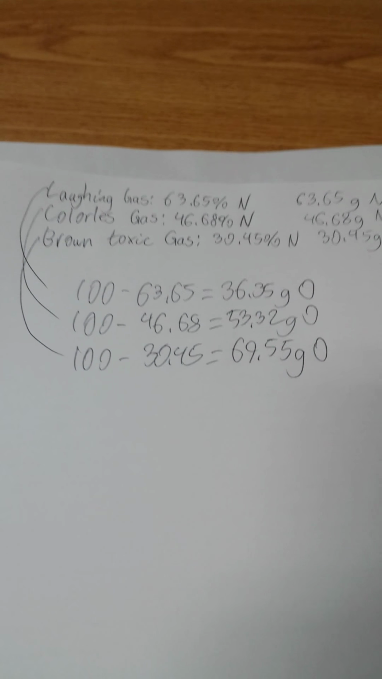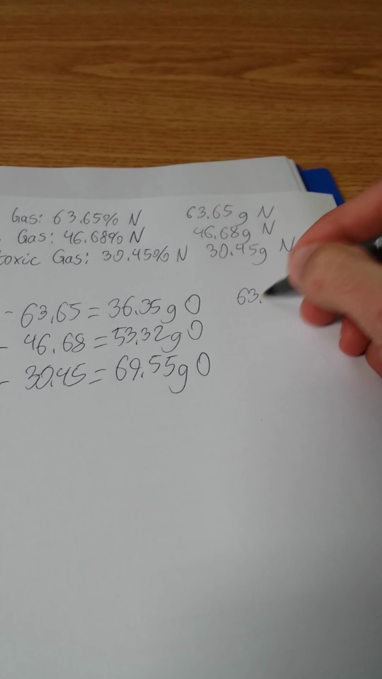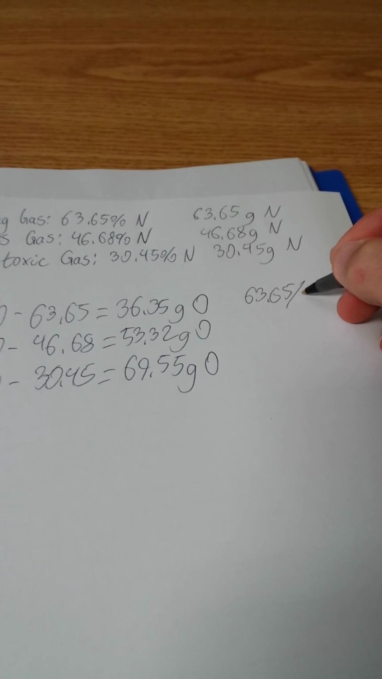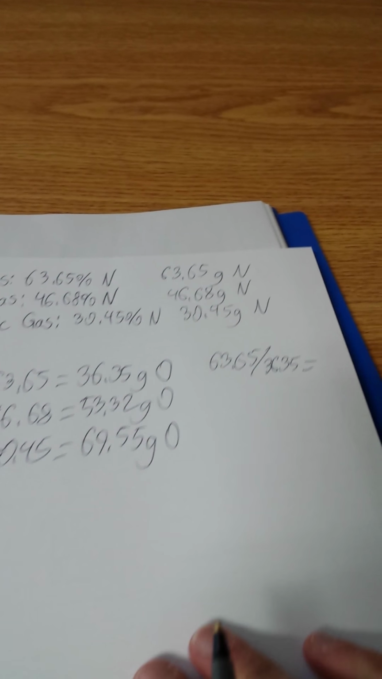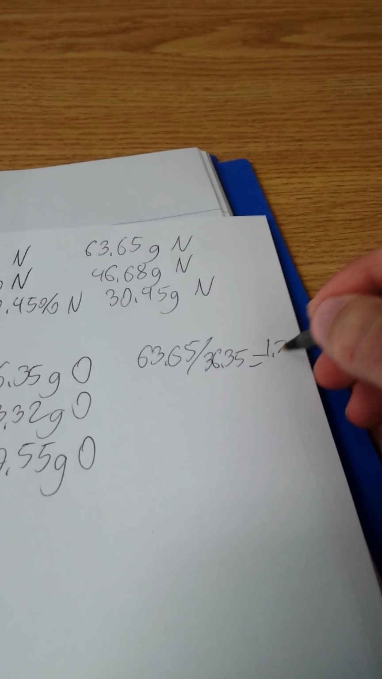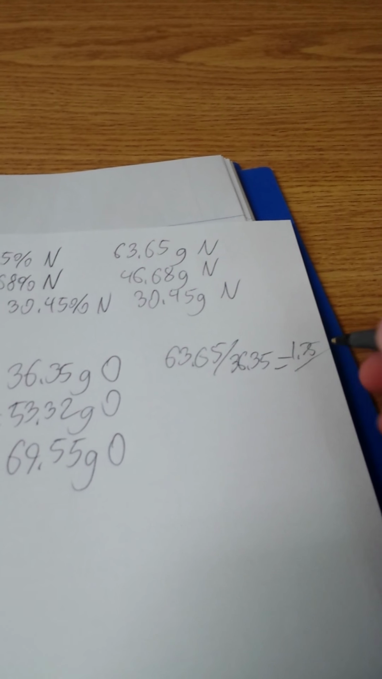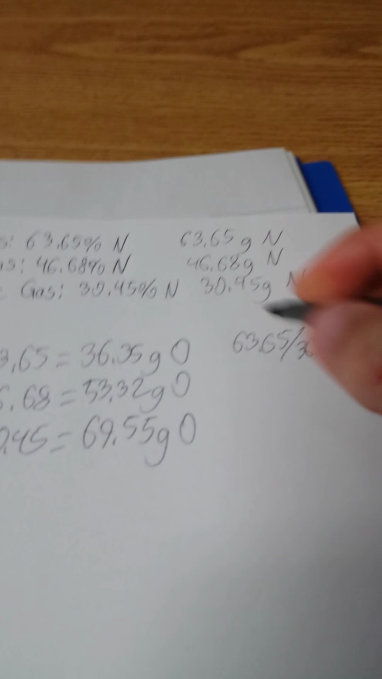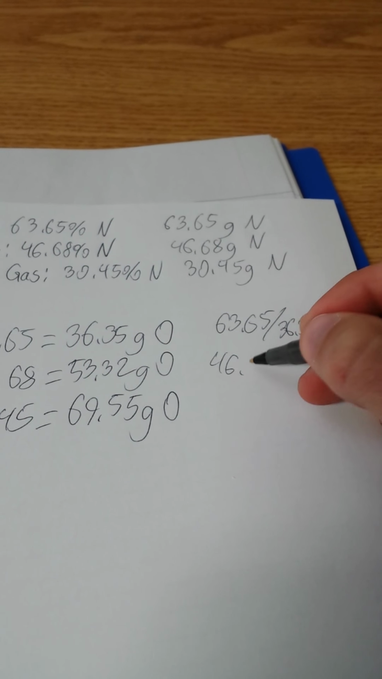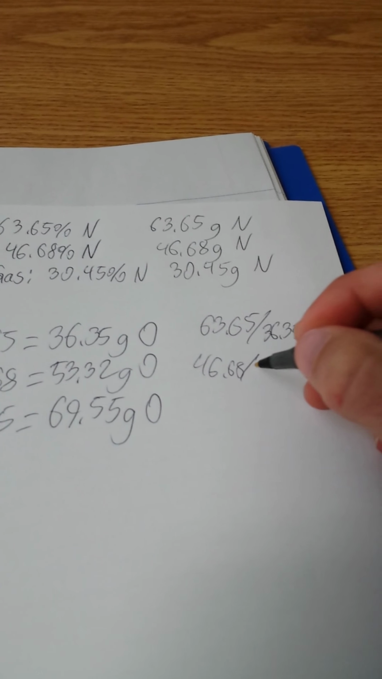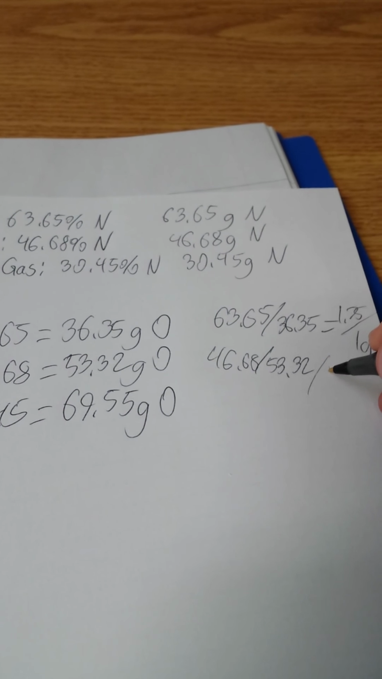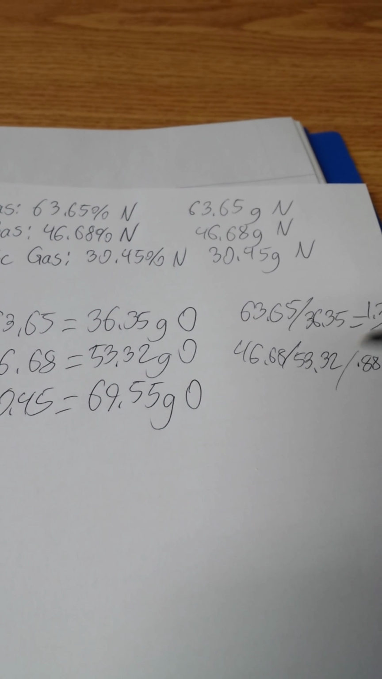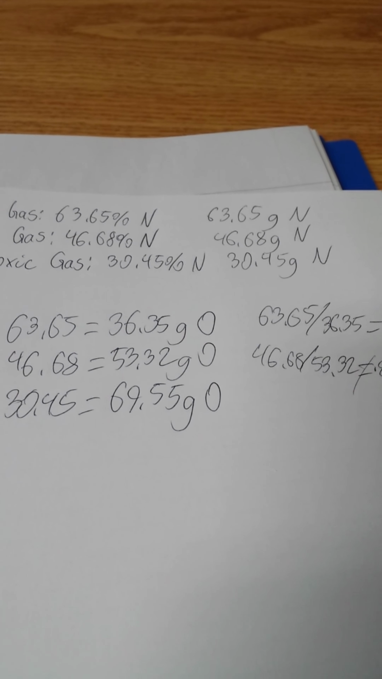Then, to get a whole number, we just take those numbers and divide them by each other. So for this one, you do 63.65 divided by 36.35, and you get 1.75 for every 1 gram. Same thing here, you do 46.68 divided by 53.32, and you get 0.88 for every 1 gram.